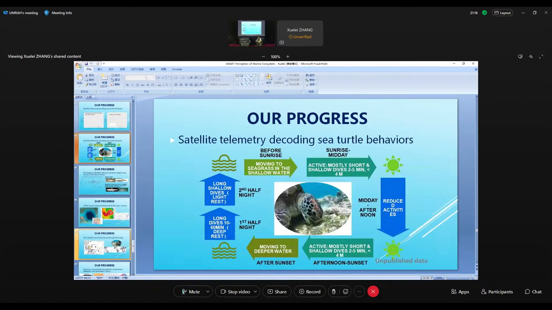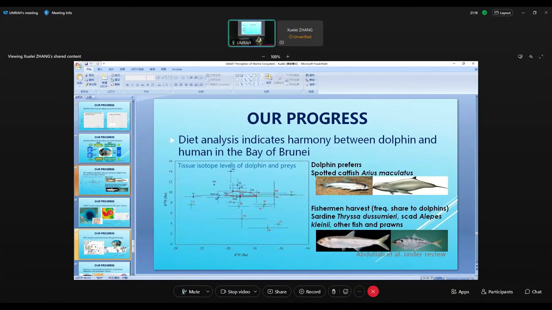And recently, we also found that what we used to think, that the dolphins potentially compete with humans for the fish, is not so. Through elemental analysis, we found that, in fact, humans could cohabit, living with dolphins in the same area, because they hunt for different fish species.